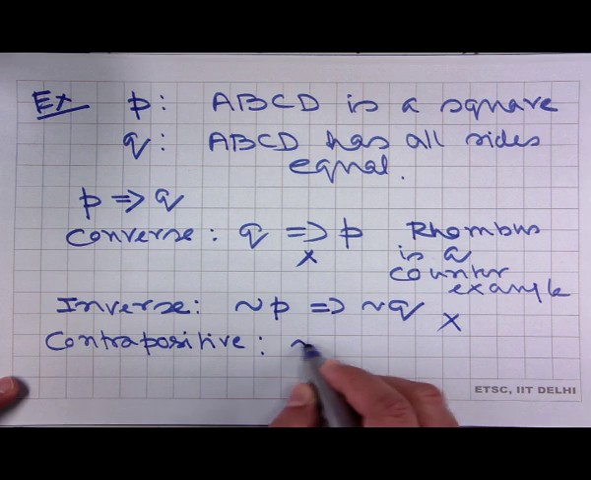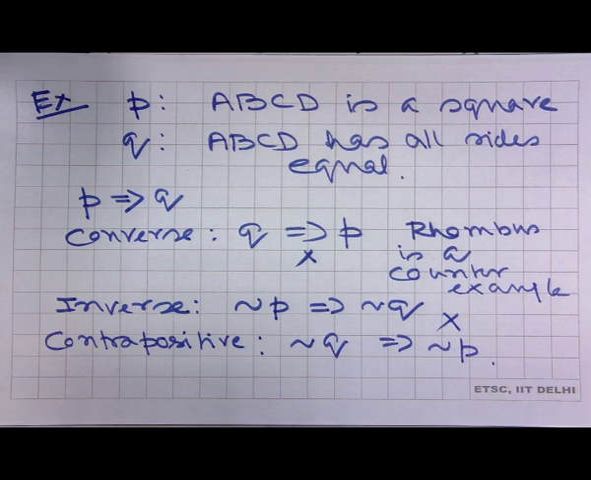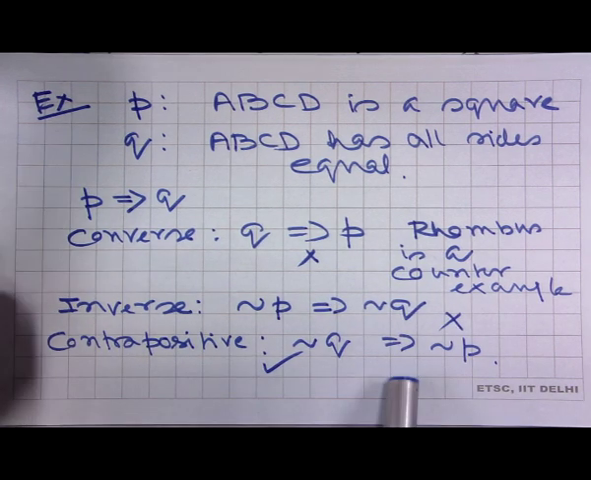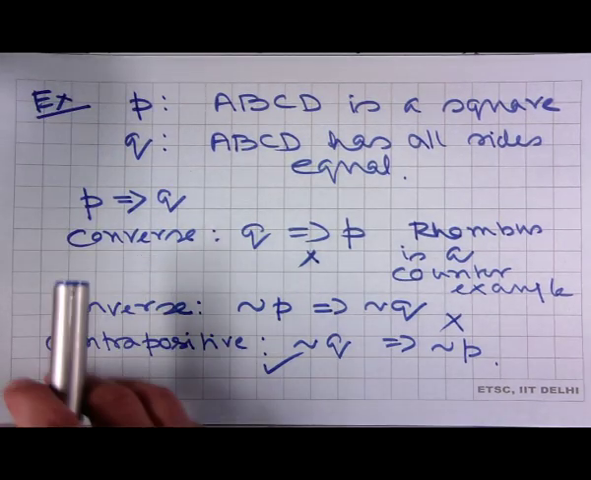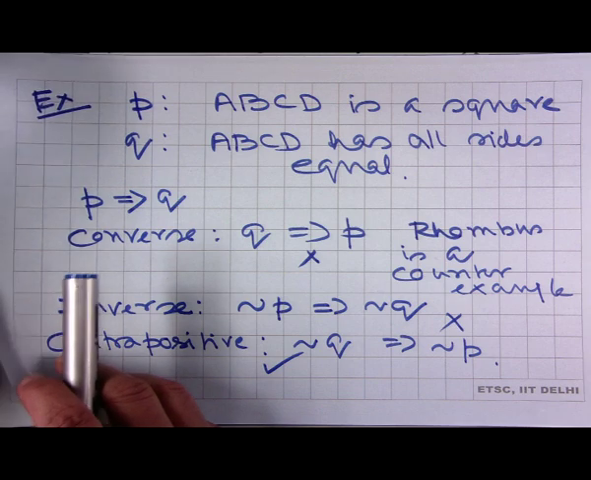Not Q implies not P. That means, if ABCD does not have all the sides equal, then ABCD is not a square, and we know that that is true. If all the sides are not equal, it cannot be a square. So, simple logic helps us to verify this contrapositive, and we can see that converse and inverse need not necessarily hold from the statement Q implies P.